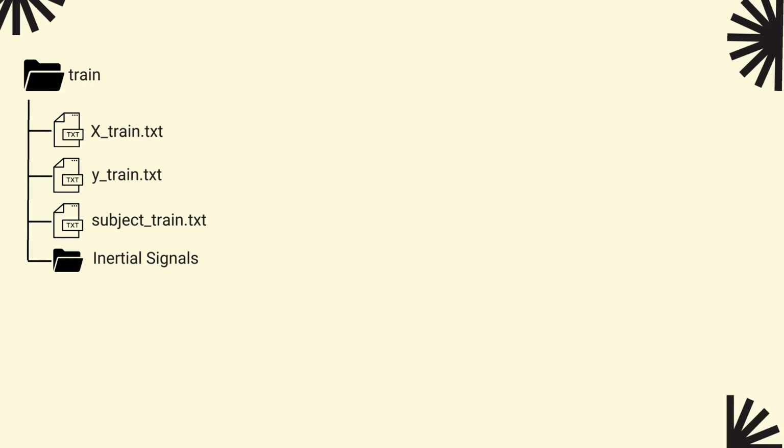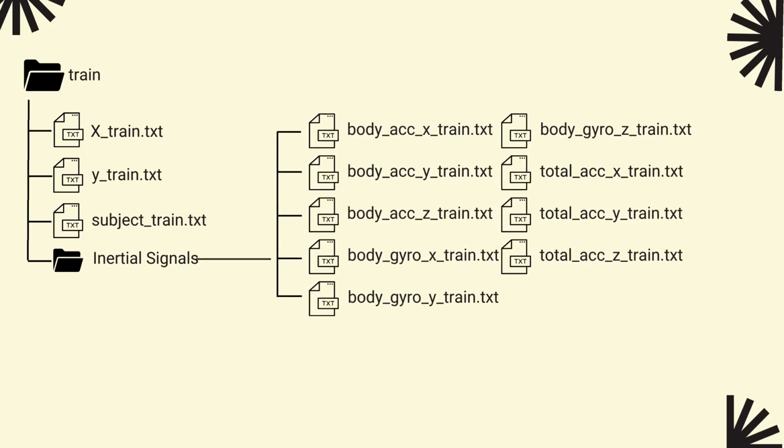Finally, within the train folder, there is the inertial signals directory. This folder contains the raw time series data collected directly from the smartphone sensors before any feature extraction was performed. Each file in this directory corresponds to a specific sensor axis, such as body acceleration along the X, Y, or Z direction, and so on.